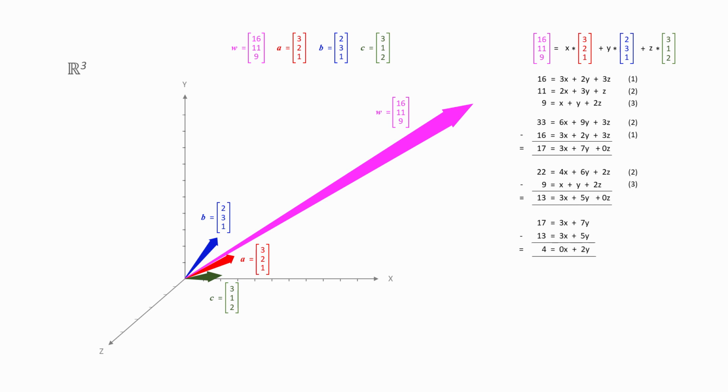Conveniently in this example, we're in a position to eliminate the matching x terms immediately, and we quickly discover that y is equal to 2. Substituting y into either equation of the 2-equation system gives us the value of 1 for x. And finally, we can substitute x and y into any one of the original 3 equations, and we find that z is equal to 3. W is indeed a linear combination of A, B and C.